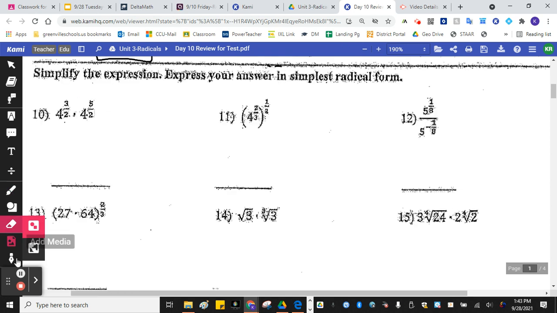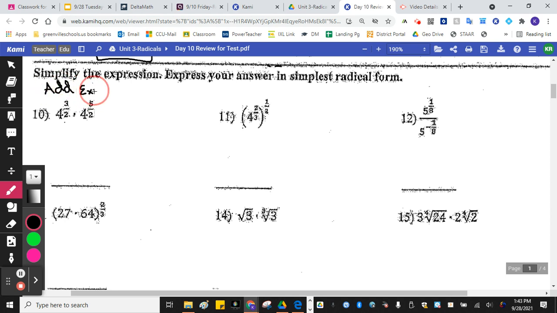Evens, I want to just talk about them a little bit. When you multiply like bases, what do you do to their exponents? Add. So you'll be adding those fractions together. When you raise a power to a power, an exponent raised to an exponent, you multiply. And when you divide like bases, you subtract your exponents.